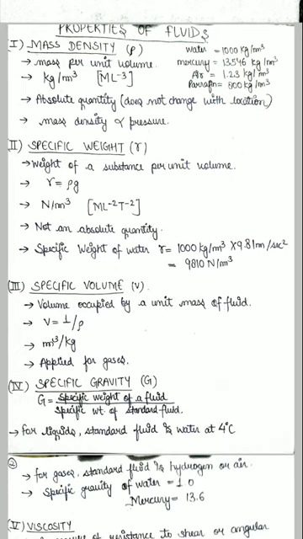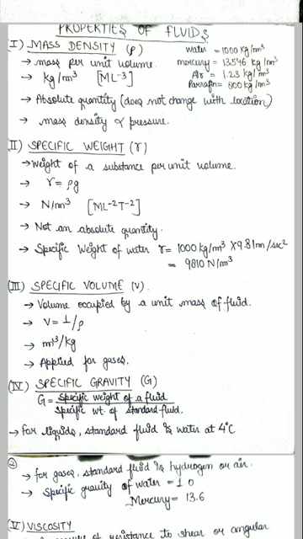Properties of fluids: mass density. It is mass per unit volume. Its unit is kg per meter cube, ML^-3. It is an absolute quantity, that is, it does not change with location. Mass density is directly proportional to pressure. Mass density of water is 1000 kg per meter cube.